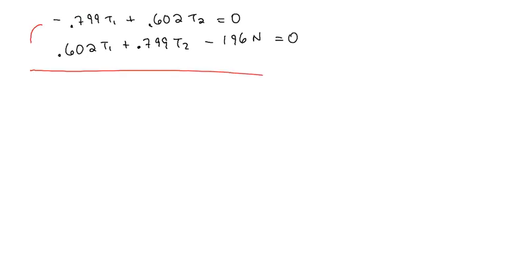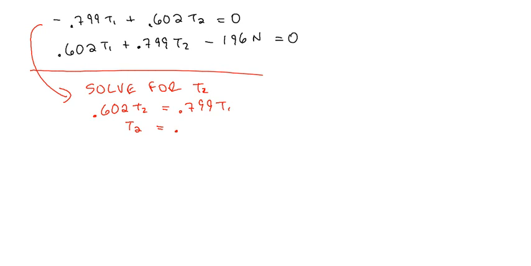I'm going to take this first equation and solve for one of the variables. We're going to do a substitution method here. Let's solve for T1, I guess. T2 maybe. I don't want to deal with that negative sign. So if I've got 0.602 T2 and I add the other term to both sides, then it would look like this. If I divide through by 0.602, then I'd have 0.799 T1 divided by 0.602.